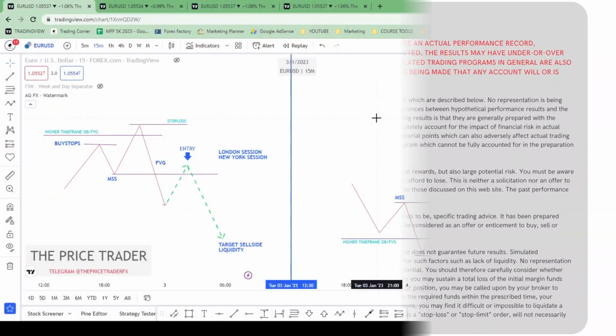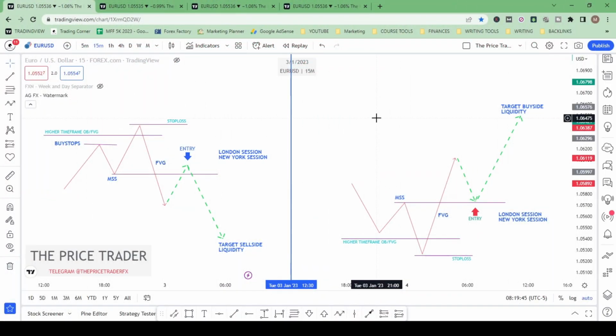Hello traders. Today we're going to be looking at the only two ways that the market turns. In this video, I'm going to be discussing two entry strategies using the ICT concepts. I'm going to outline the only two ways, looking at any pair and any time frame, that the market turns. So keep watching to find out how.